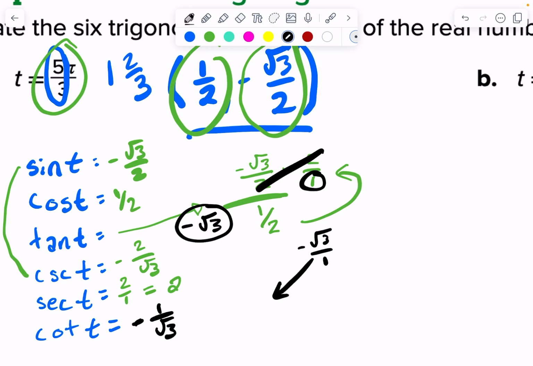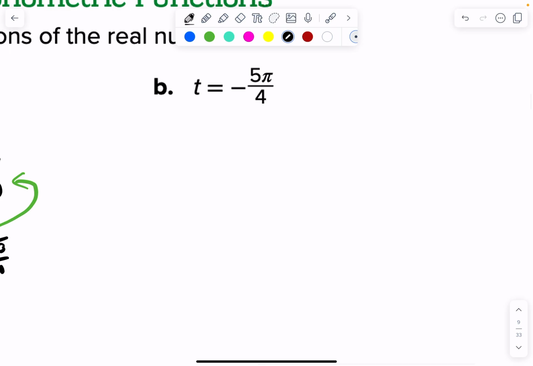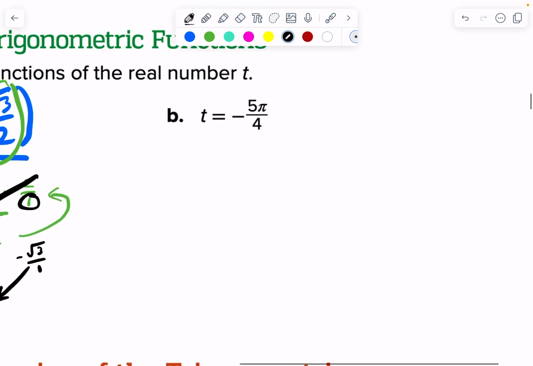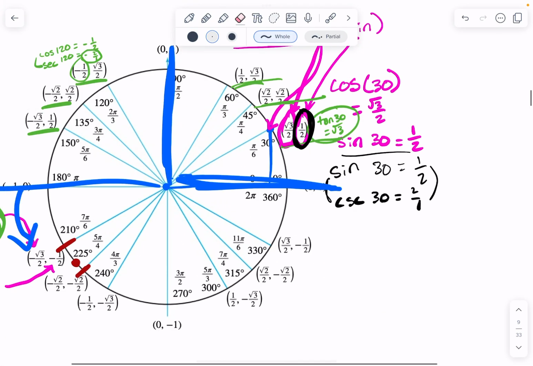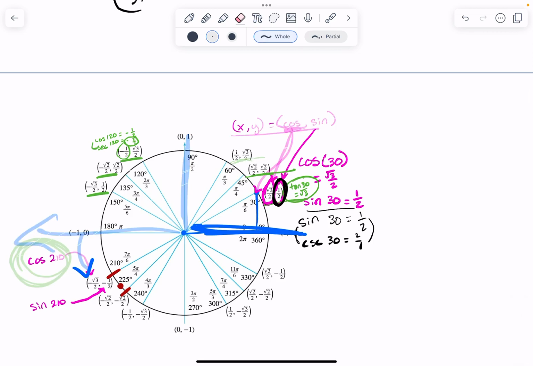All right, let's do B, and then we'll stop. Negative 5 pi over 4. Okay, if we look for positive 5 pi over 4, let me get rid of my stuff up here.